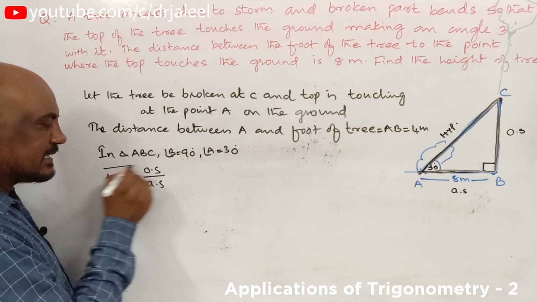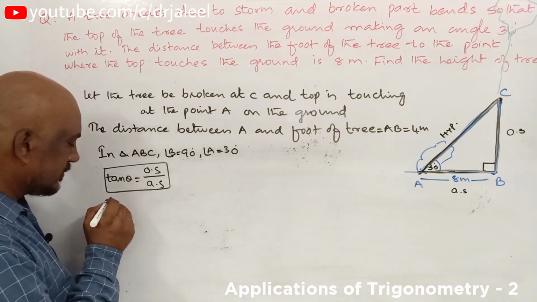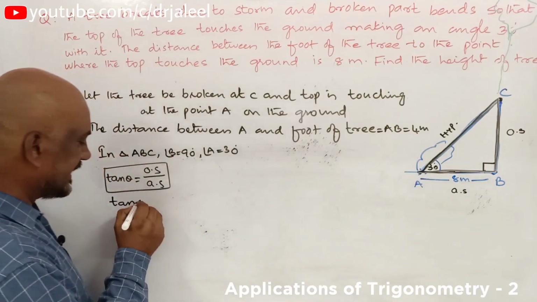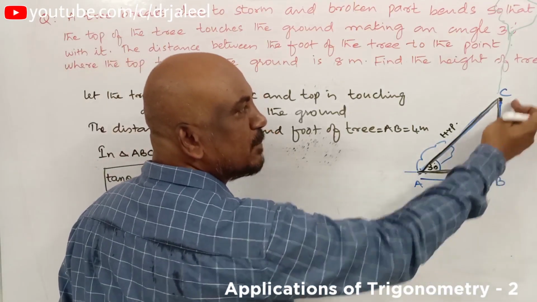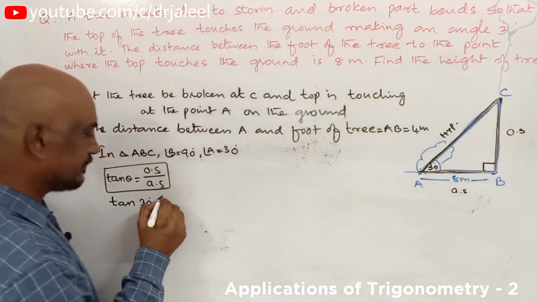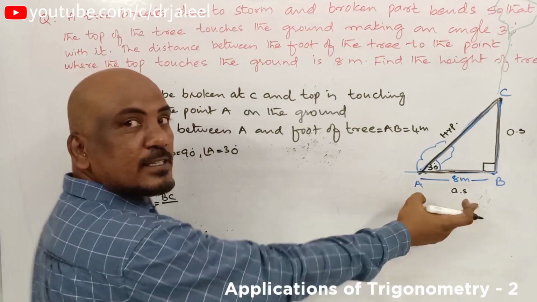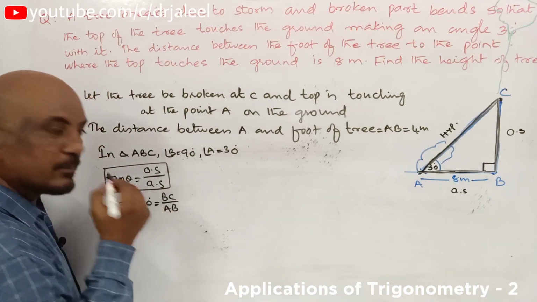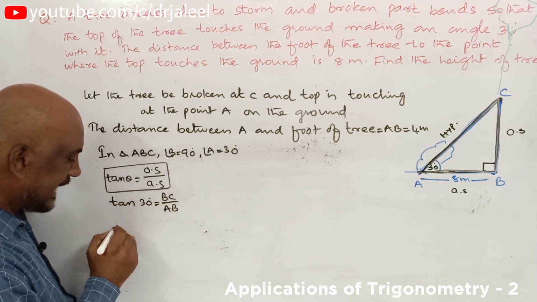It is nothing but tan theta. So now let us substitute tan theta. What is the angle theta here? 30 degrees is equal to opposite side. What is opposite side here? BC. And what is the adjacent side? AB. Of course, AB is 8 meters. In the next step, we will substitute the values. So now let us substitute after this step tan 30.